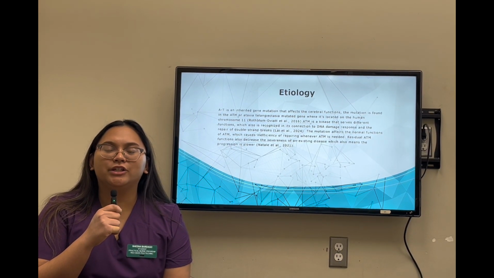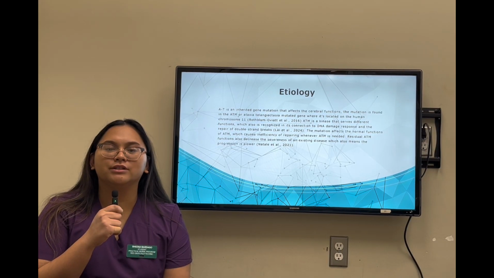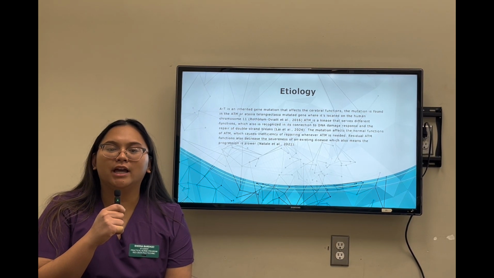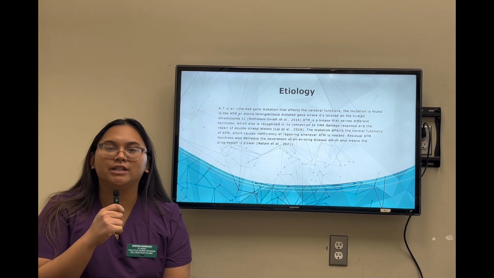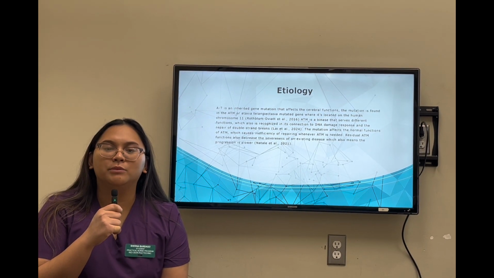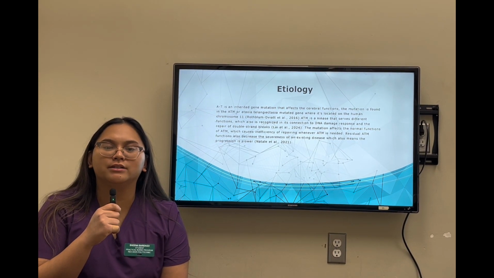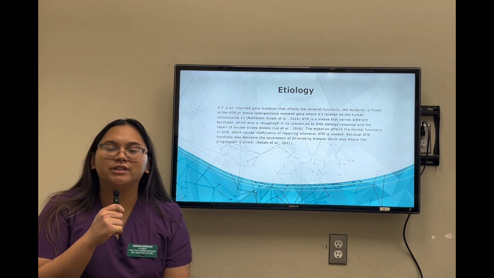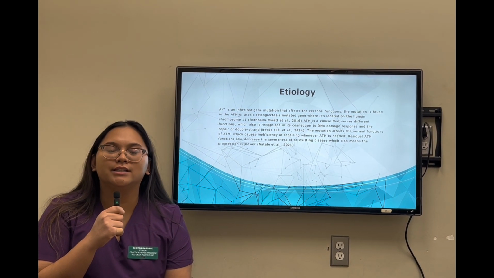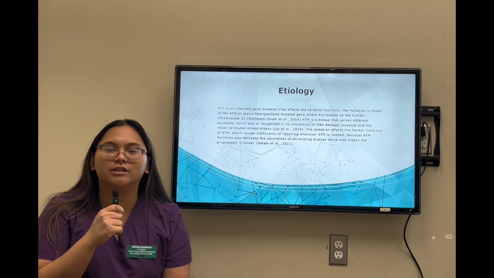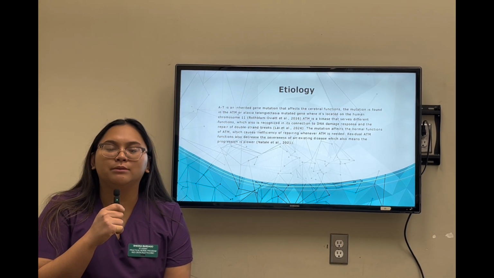AT is an inherited gene mutation that affects the cerebral functions. The mutation is found in the ATM, or Ataxia Telangiectasia mutated gene, located on human chromosome 11 out of 23 pairs. ATM is a kinase that serves different functions, which is also recognized in its connection to DNA damage response and the repair of double strand breaks.